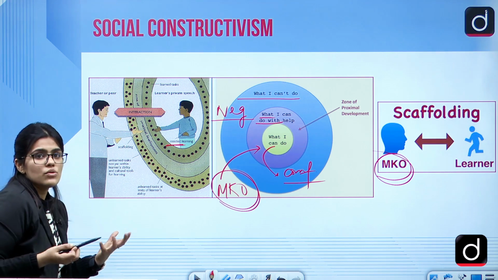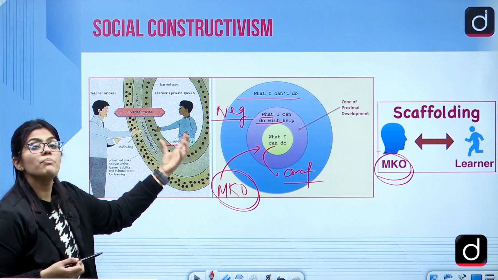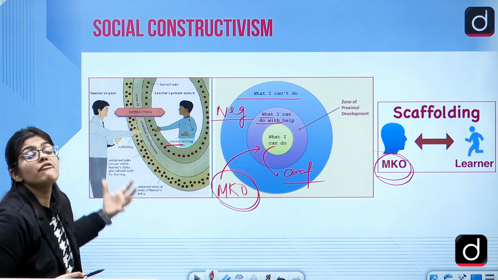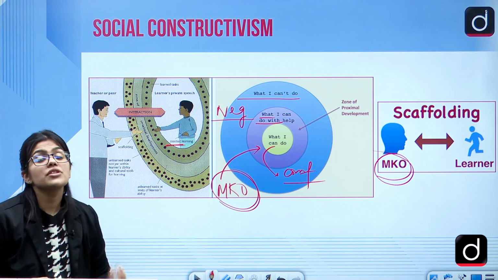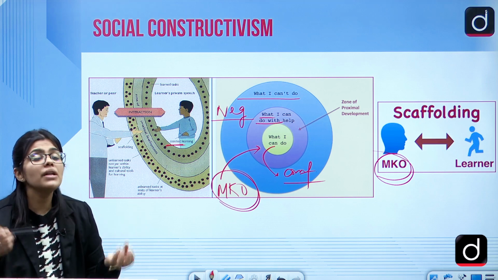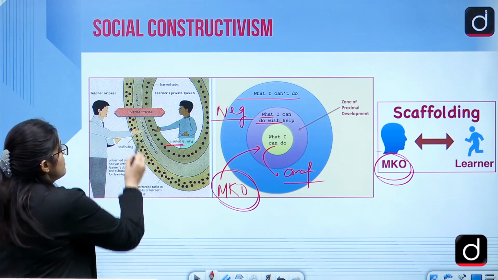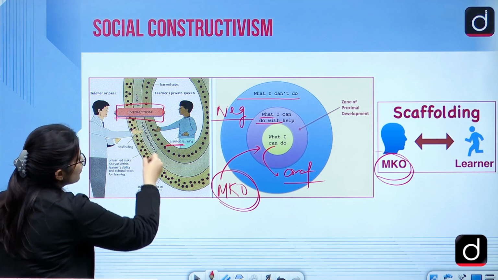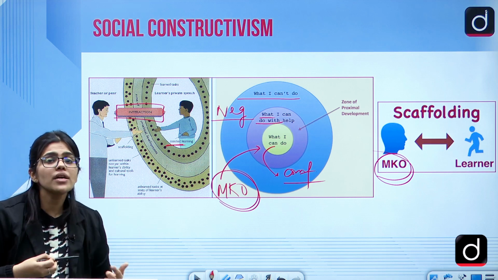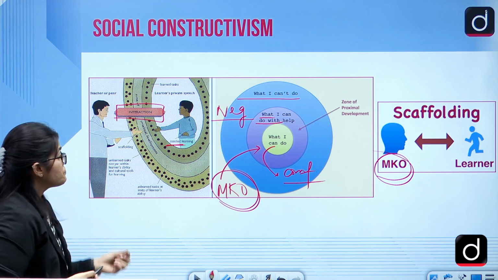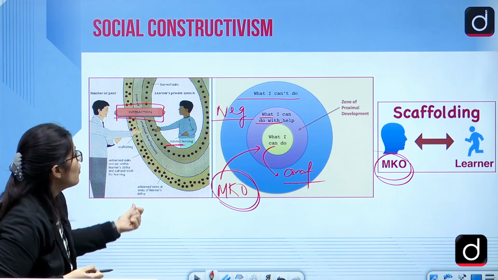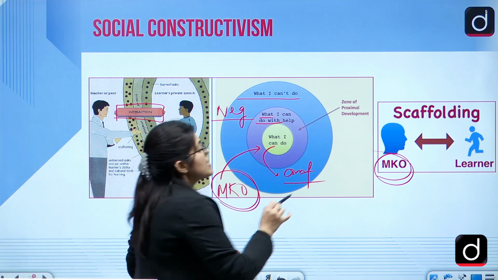So in school, you must have seen that the students would perform better. In college, the students would perform better if you have your facilitator, if you have your teacher. What is the role of a teacher? They are just what? They are MKO, more knowledgeable other. They will impact you. There will be an interaction, and in this zone of proximal development, you will learn things. By talking with them, you learn things better.